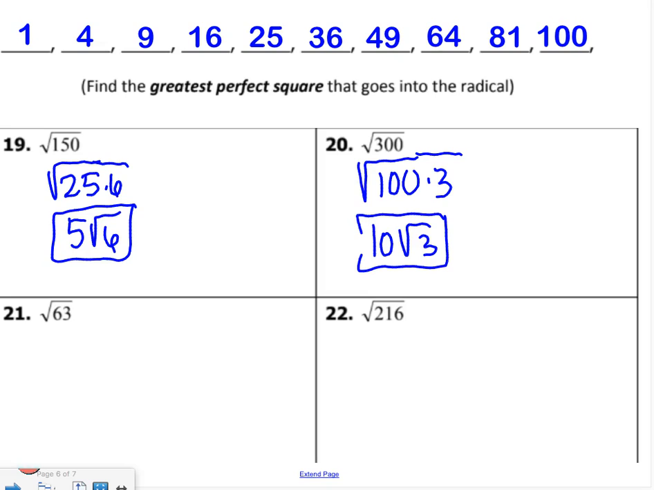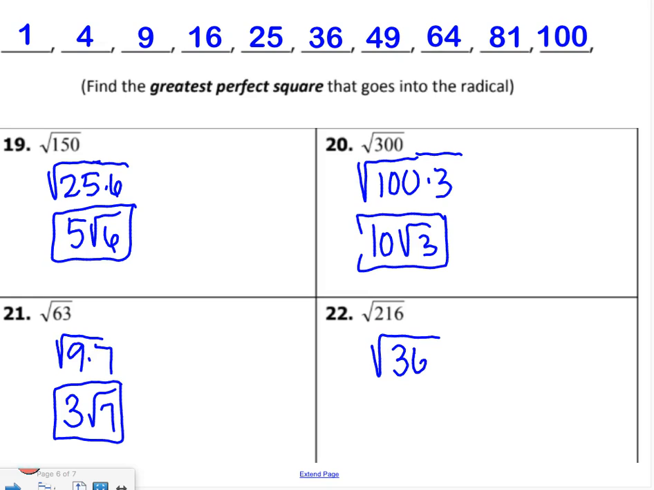63, again, if you don't know, just use your calculator and see which one works out evenly. But we know that 9 goes in there 7 times. Square root of 9 is 3. 7 is not a perfect square, so it is stuck under the radical. 216, we found that the 36 times 6 also gives me 216. Square root of 36 is 6. 6 is not a perfect square, so it is stuck under the radical.